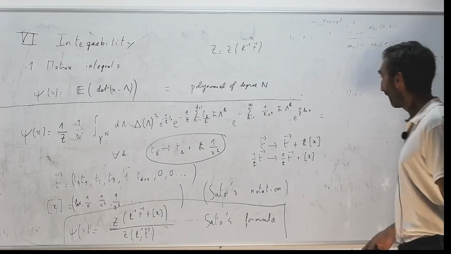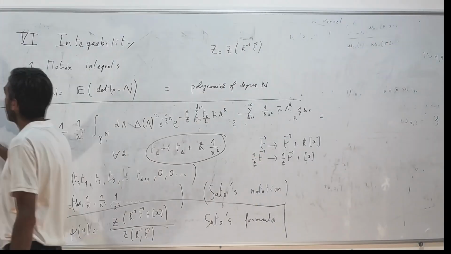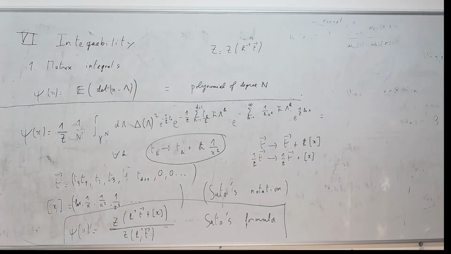Now let's see what it will become when we do the small h bar expansion. So we shall use topological expansion.